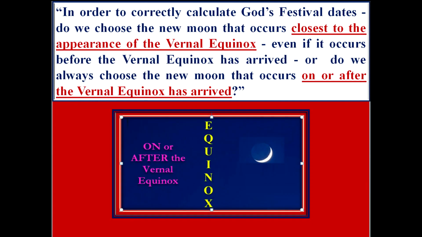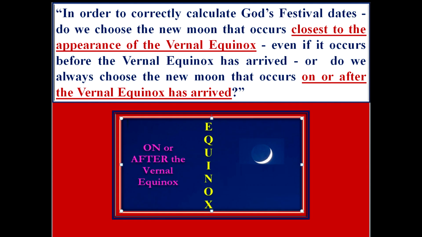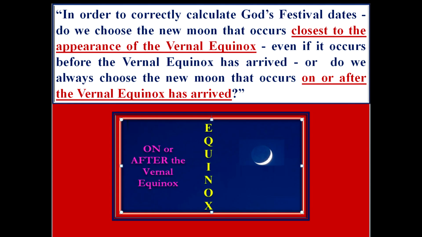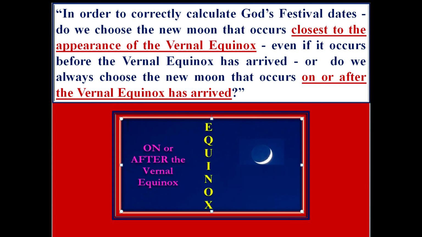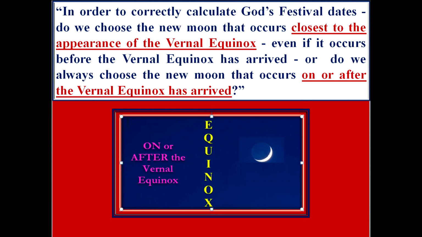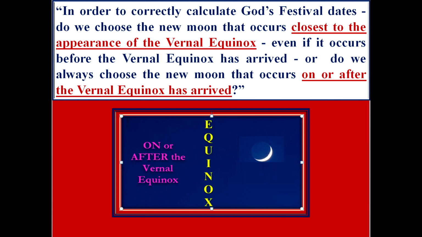But it's the moon that determines when the first month of God's festival, religious or lunar year begins, as well as the rest of God's months throughout the year. And here's where the next critical calendar question comes into play. And that question is, and we've already kind of introduced it, quoting, "In order to correctly calculate God's festival dates, do we choose a new moon that occurs closest to the appearance of the vernal equinox, even if it occurs before the vernal equinox has arrived? Or do we always choose a new moon that occurs on or after the vernal equinox has arrived?"